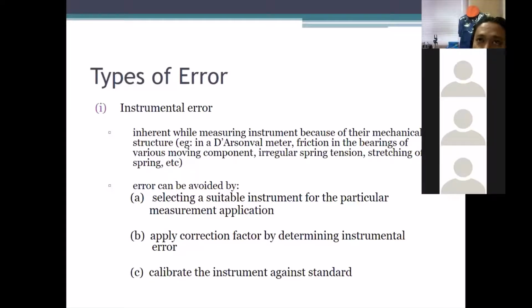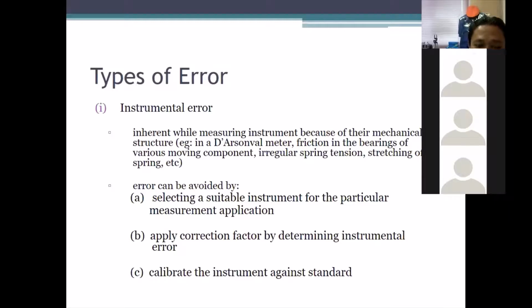That means, for example, a contact switch to switch on the lamp has been tested for 1 million cycles. After 1 million, maybe it will be broken, so you have to change to a new one. That is the mechanical part. This we call the instrumental error. We have to change with a new one. This error we can avoid by selecting a suitable instrument for the particular measurement application, or by changing to a new instrument to do the measurement.